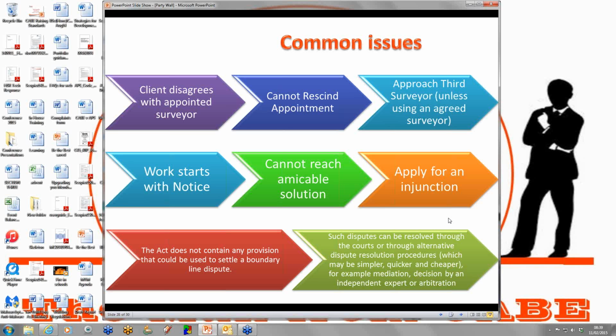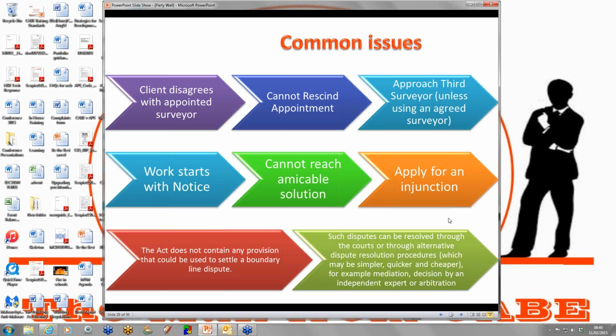The other issue is that work has started without a notice, or work started with a notice, but you can't reach a solution. There's a dispute and work wants to carry on straight away. Ultimately, it may well be an injunction if work starts before things have been resolved.